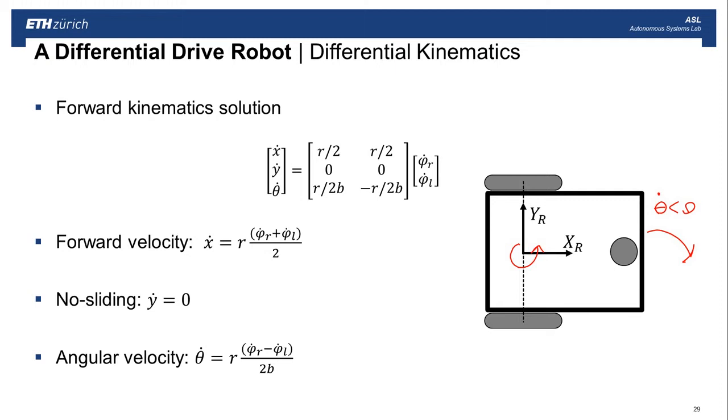Furthermore, you have the baseline here. So the farther apart these wheels are, the less the difference in wheel speeds affect the angular velocity.